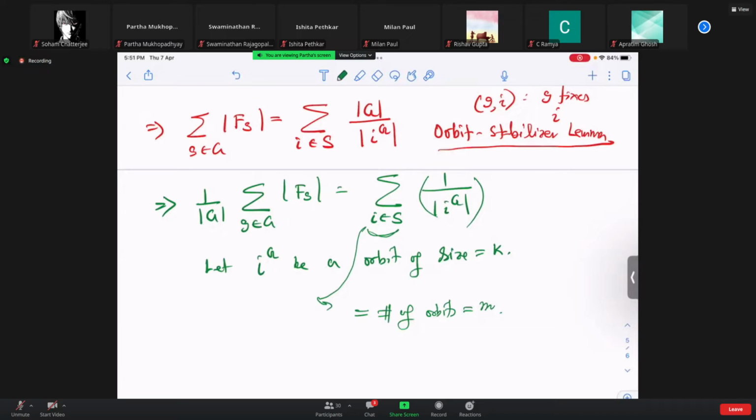Okay, so we'll see one application. There are plenty of applications of Burnside's theorem. Some of them are quite difficult, and some of them are not so difficult. So we'll see one application.